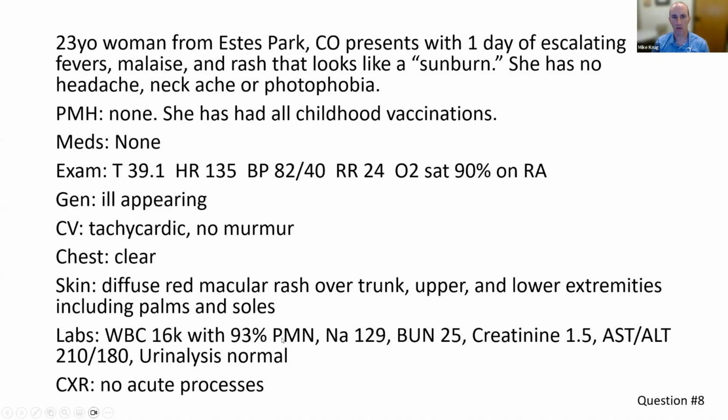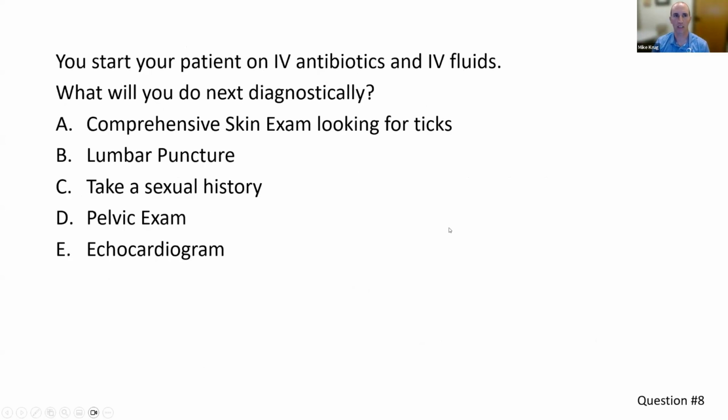Lab, she's got leukocytosis, mostly PMNs, hyponatremia, AKI, transaminitis, urinalysis is normal. Chest x-ray shows no acute processes. You start her on IV antibiotics and IV fluids, of course. What will you do next diagnostically? A, comprehensive skin exam looking for ticks. B, lumbar puncture. C, take a sexual history. D, pelvic exam. E, echocardiogram. And I'll toggle back to the stem for those that like that.